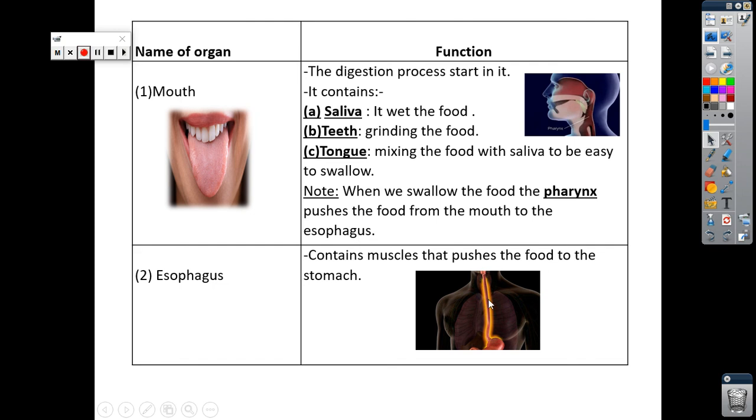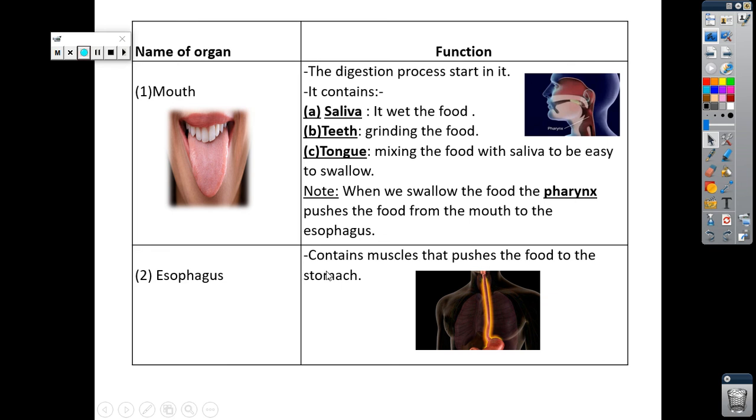Then we take the esophagus. So now we finish the mouth and the pharynx. Let's go to the esophagus. The esophagus is a long tube. This long tube is called the esophagus. The esophagus contains muscles. These muscles push the food into the stomach.